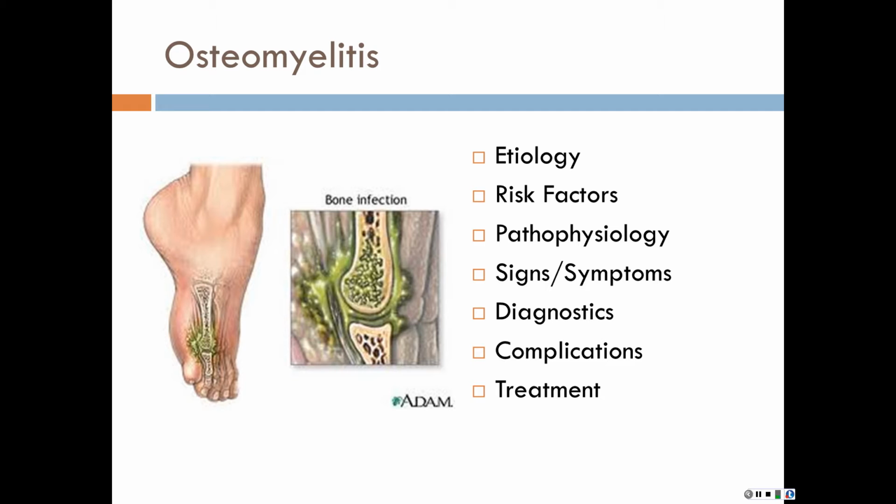You'll see a lot of people who are diabetic get osteomyelitis because they've got a lot of wounds that don't heal and ulcers. So they get a lot of those contiguous focus osteomyelitis.